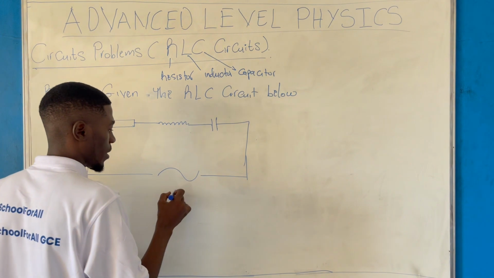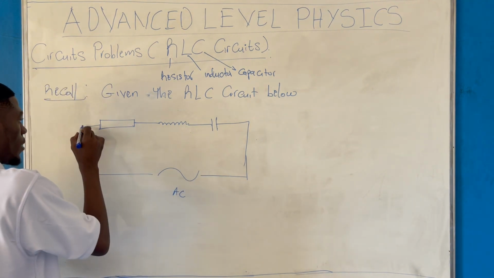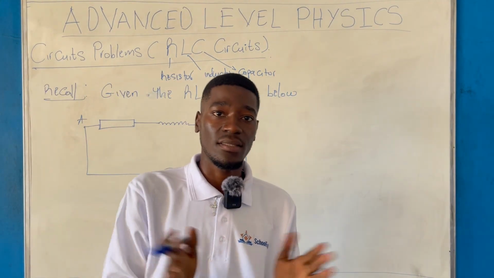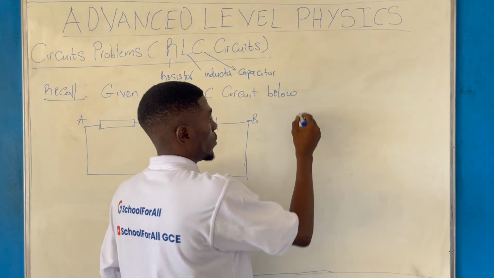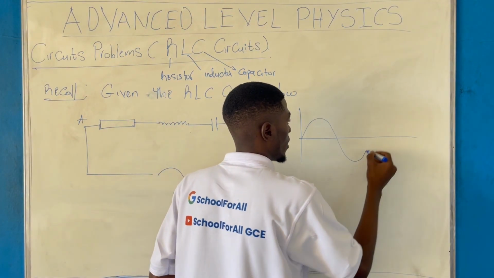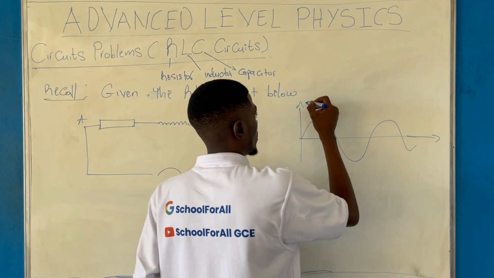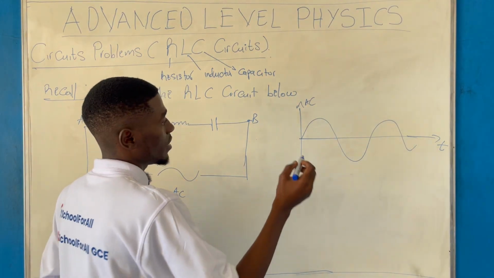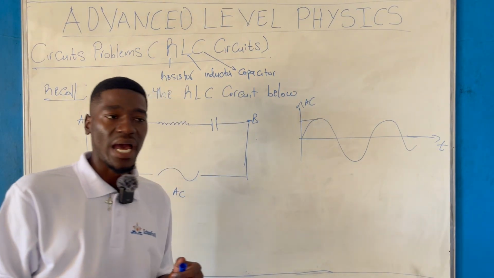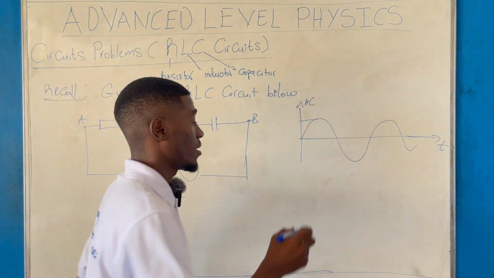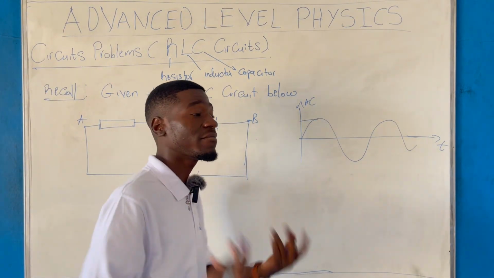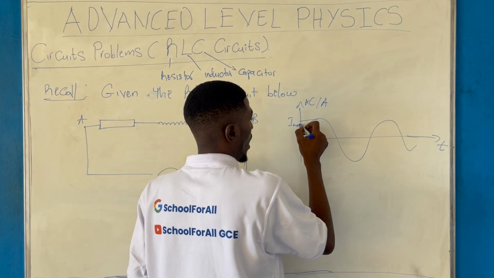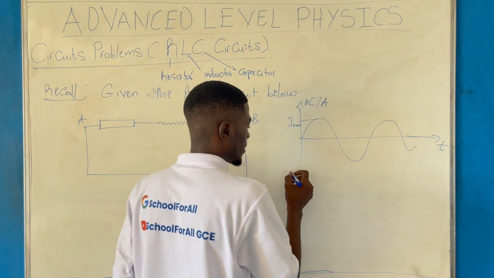Let's call this branch A. When I'm talking about an AC supply, we all know that AC is a type of current flowing in two directions. It is a sinusoidal curve like this, and it also depends on time. So an AC supply is characterized by two parameters: the peak value, here the peak current, I call it I maximum, and the frequency.